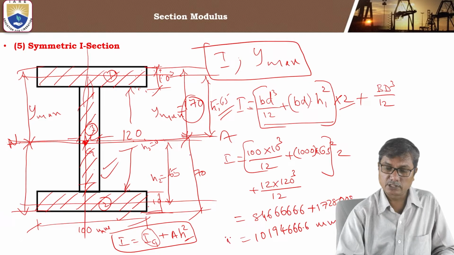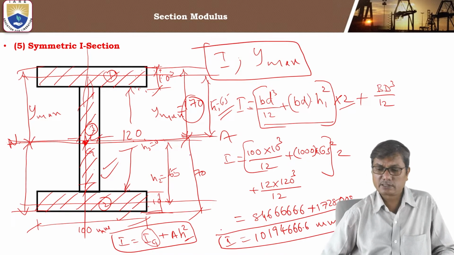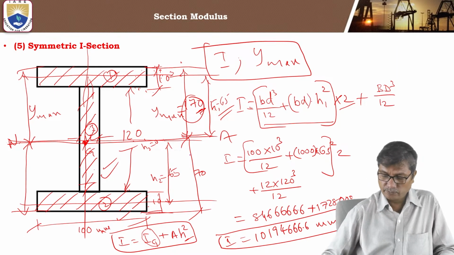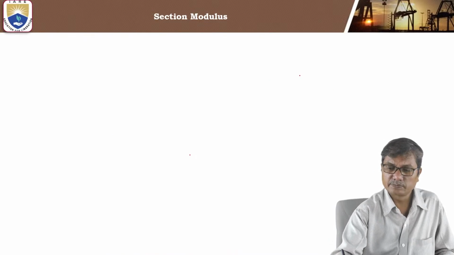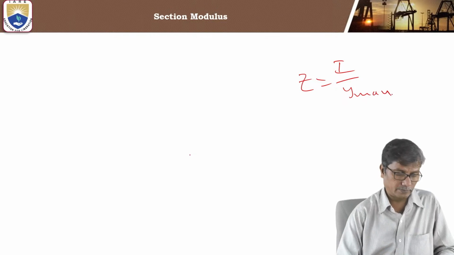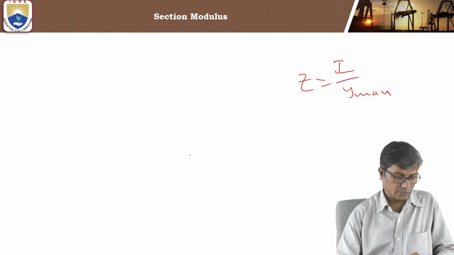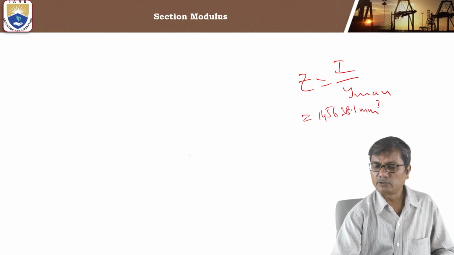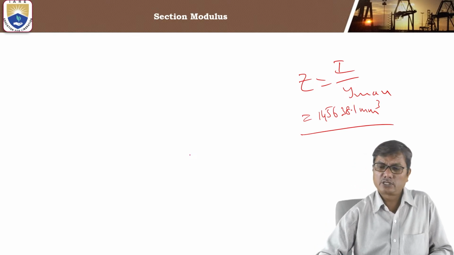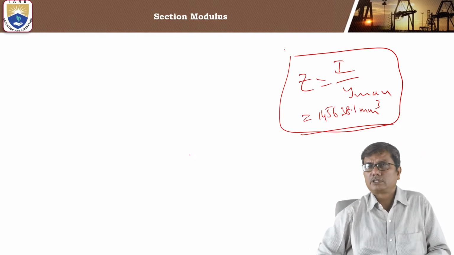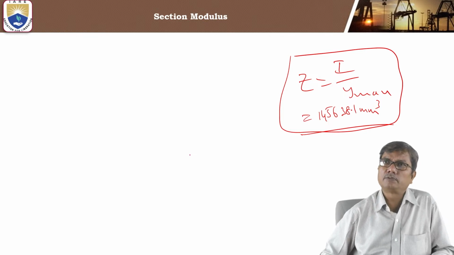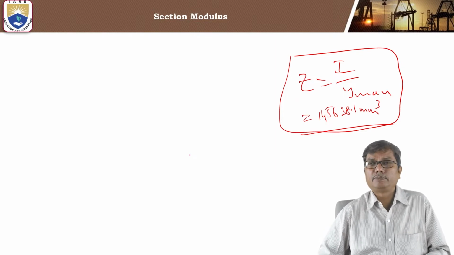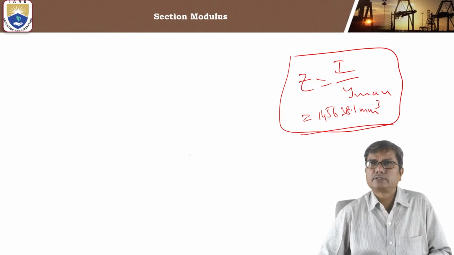Okay, so this is the moment of inertia of the I section about the centroidal axis, and we know the maximum fiber distance, that is 70 mm. So the section modulus is I by y maximum. So this divided by 70, it comes out to be 145638.1 mm cube. Okay, this is how we find the section modulus, which is a very important property for any section subjected to bending, because the bending strength mainly depends upon the section modulus.